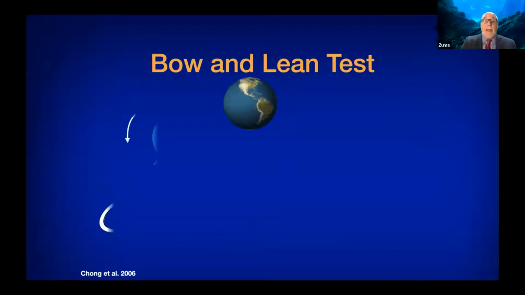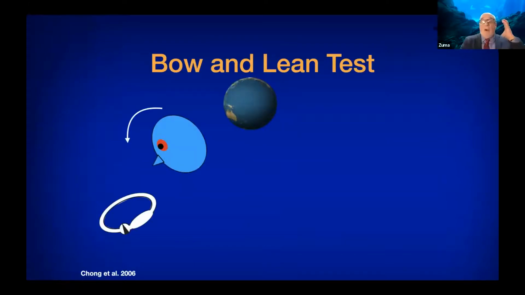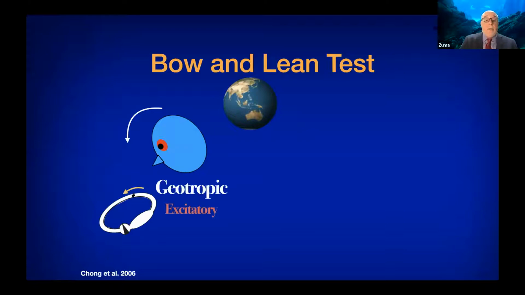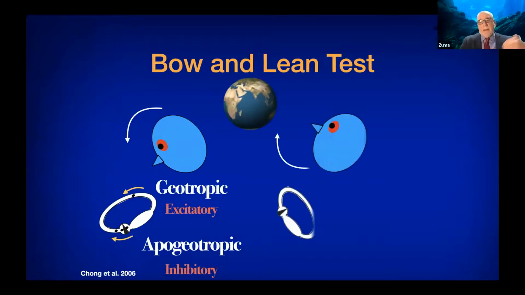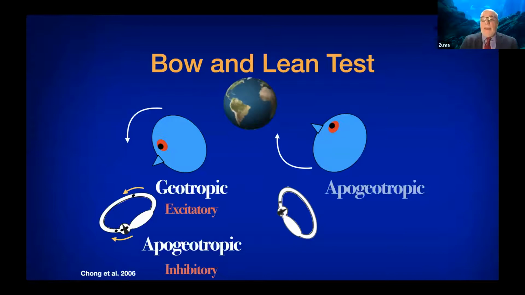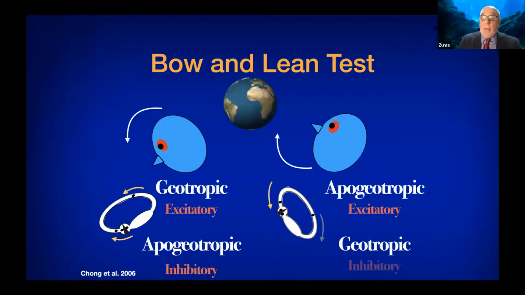The bow and lean test. When I perform the bow, with the head down and up, in cases of geotropic nystagmus, the stimulus will be excitatory. In cases of apogeotropic, inhibitory. In the lean test, in case of apogeotropic, it will be excitatory, and geotropic will be inhibitory.